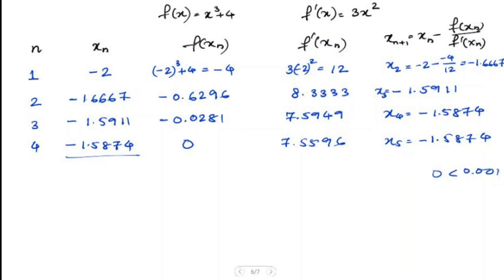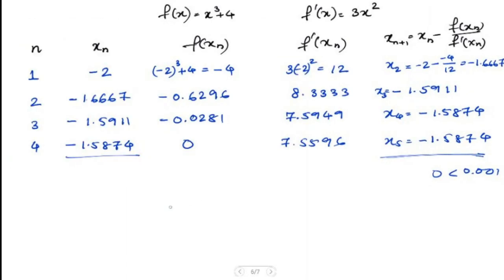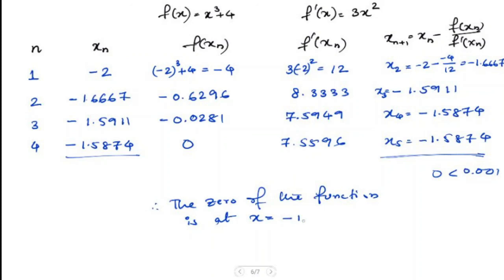So yeah, we can stop here and we can say that the root, or as written here, the zero of the function, is at x equal to -1.5874. So that would be the answer to this question.